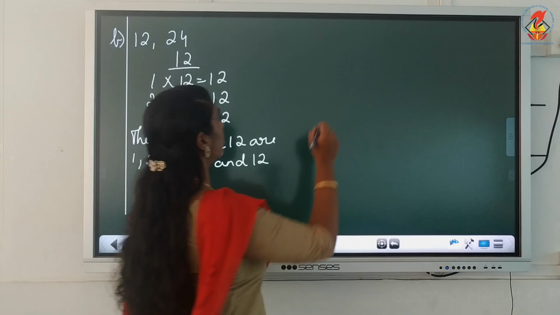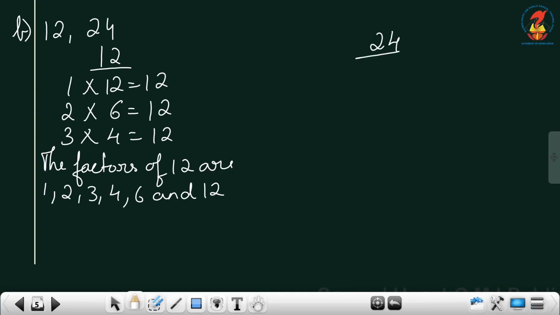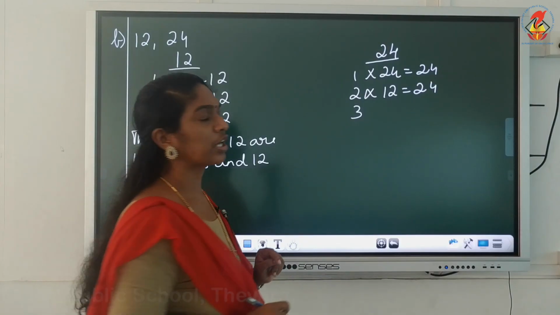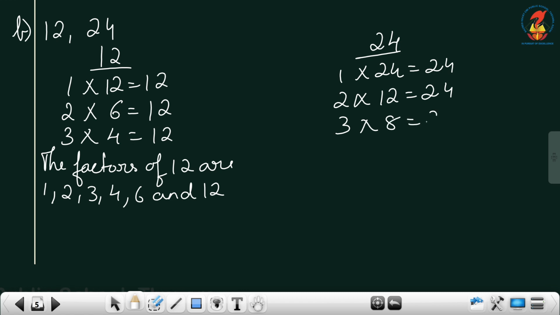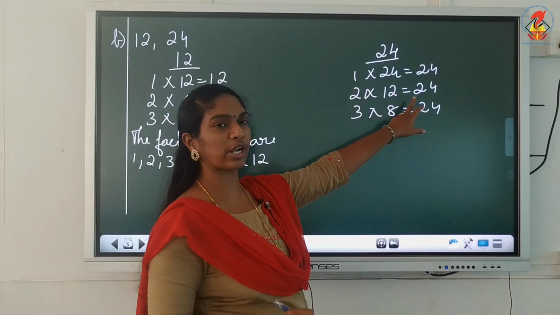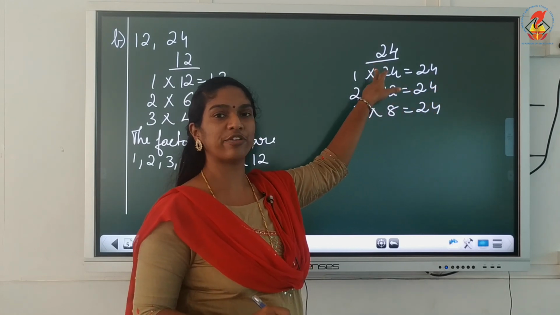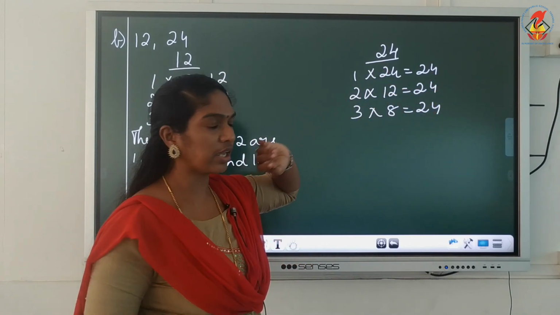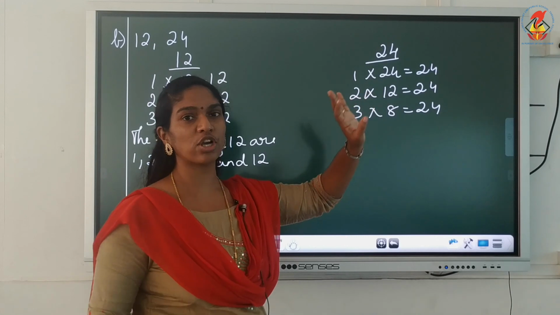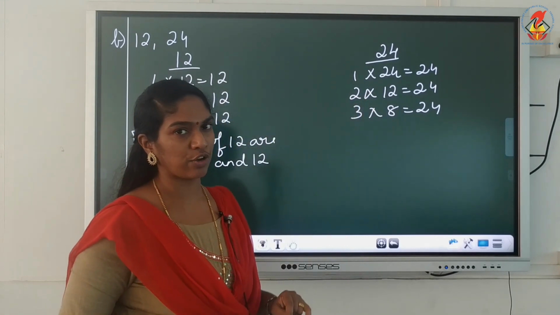Okay. Now, factors of 24. 1 into 24 equal to 24. 2 into 12 equal to 24. Then 3's table, where you get 24? 3 into 8 is equal to 24. Children, if you don't know in 2's table where you get 24, what you can do? Divide 24 by 2 to find out. Okay. But I request you all, you should know the tables at least till 50.